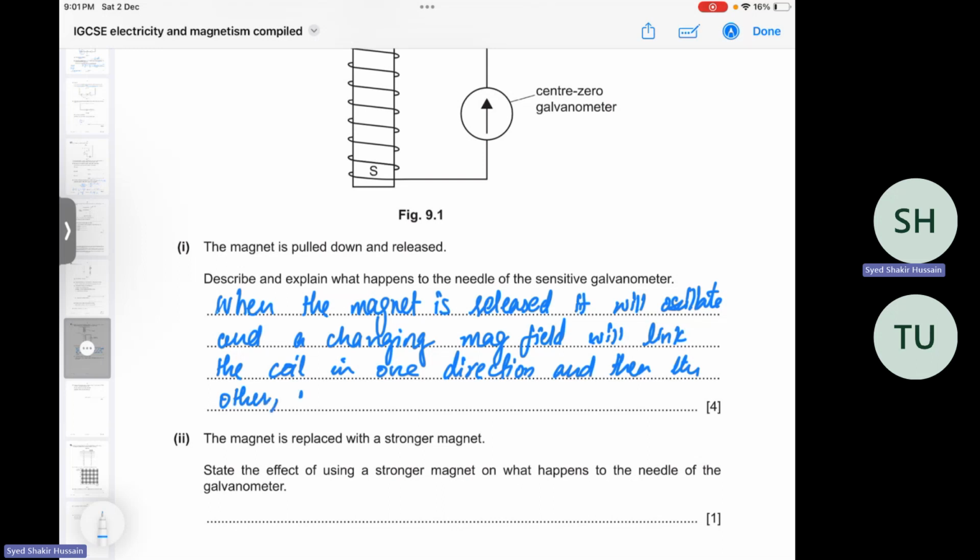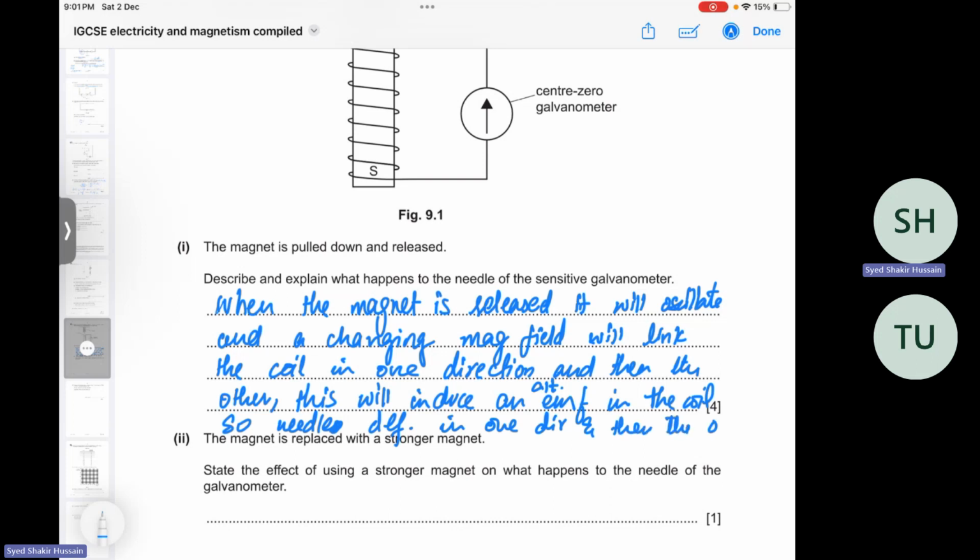And then mentioning that this will induce an alternating EMF in the coil. So the galvanometer needle deflects in one direction and then the other, right? All right.